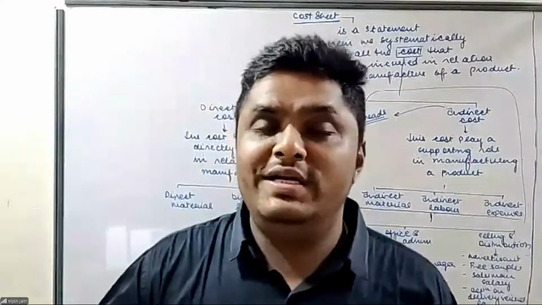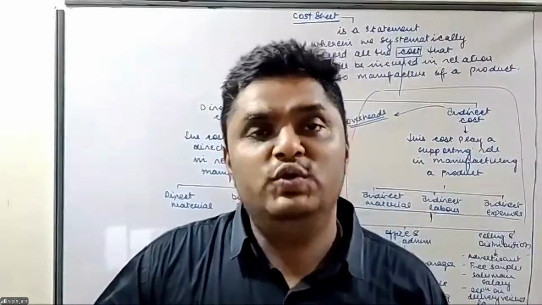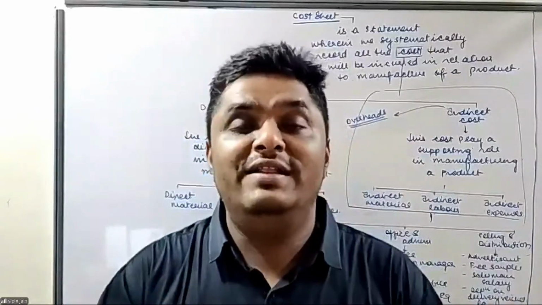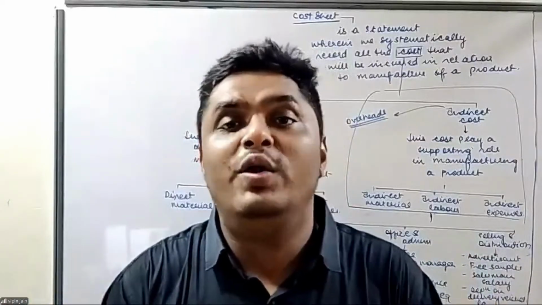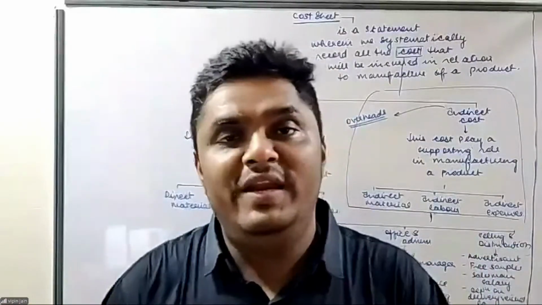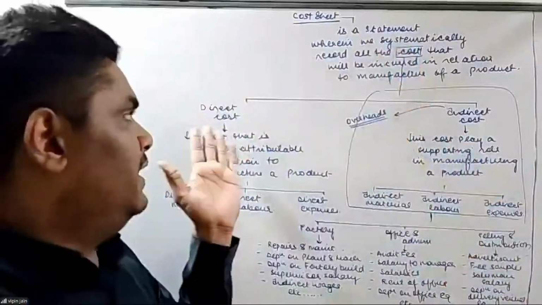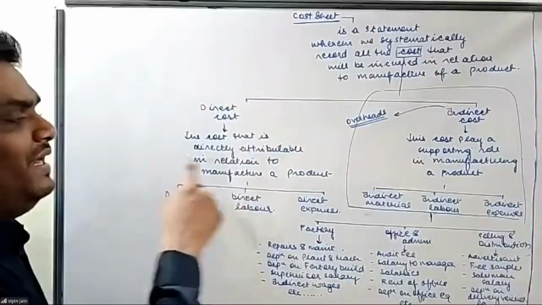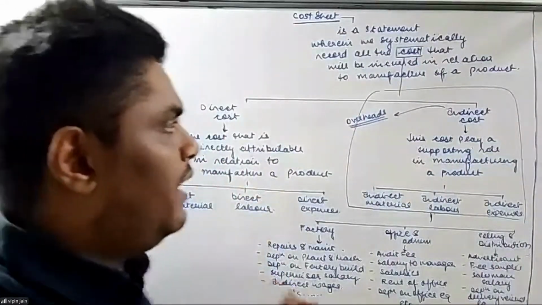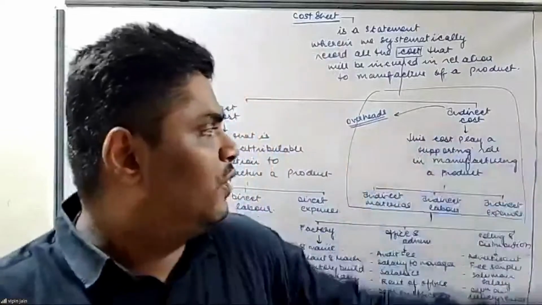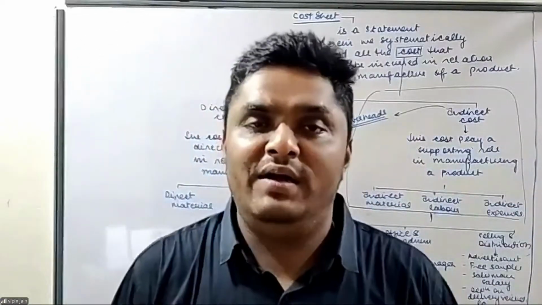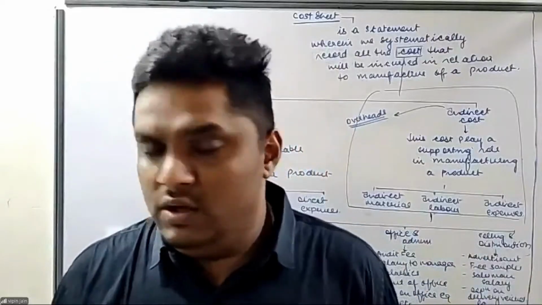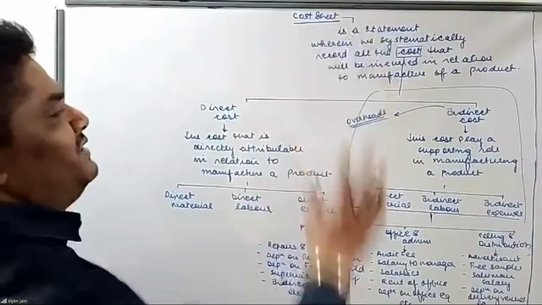For the students who have joined a bit late, let's refresh what we have discussed till now. We have started with cost sheet. It's nothing but a statement wherein we systematically record all the cost that will be incurred in relation to manufacture of a product. Cost can be classified in two parts, direct and indirect cost. Direct cost is the cost directly attributable to manufacture of a product. Indirect cost is the cost that plays a supporting role in manufacturing a product. Both direct and indirect can be material, labor, and expenses. So now let's start with the statement of cost.